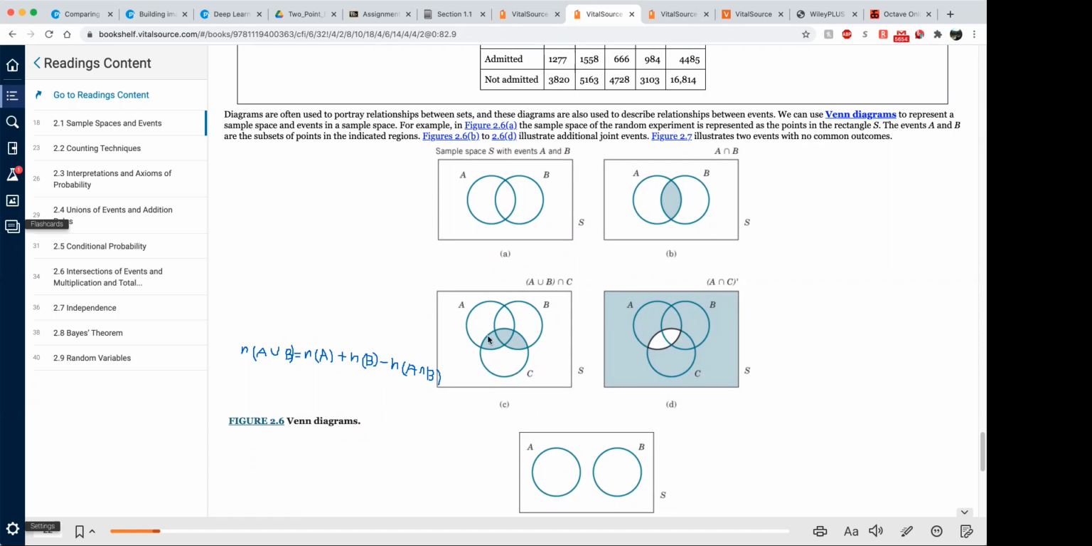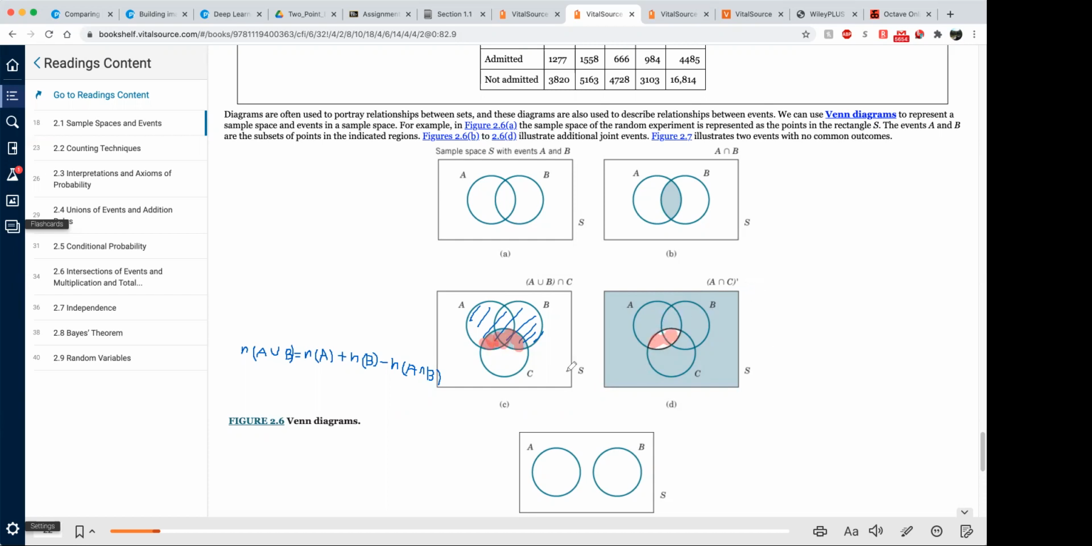See figure C. So what's A union B? This is A union B, right? A union B is all the area in A and B. Then we intersect with C, and we find the common area belonging to A union B and C, which is this. So what's A intersection C complement? We find A intersection C, which is this, and the complement is the flip. All the area except for that area is A intersection C complement.